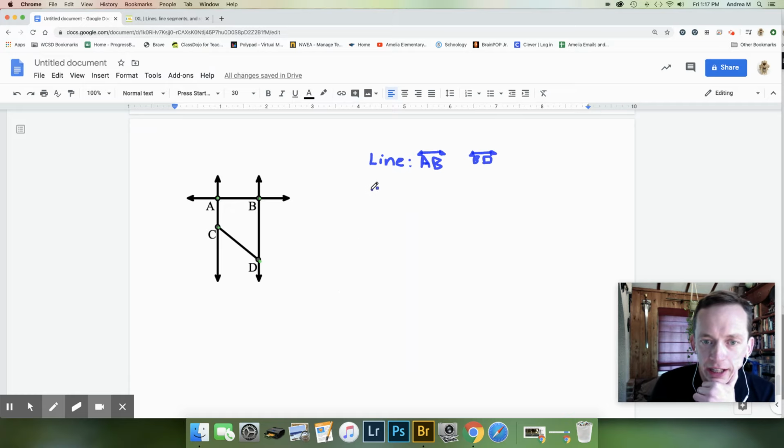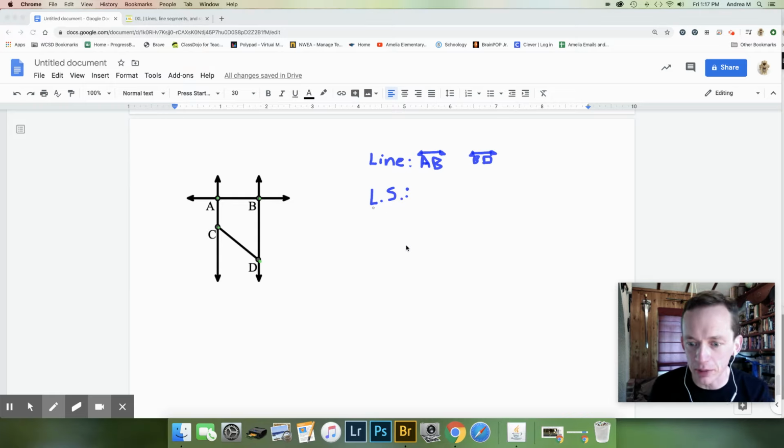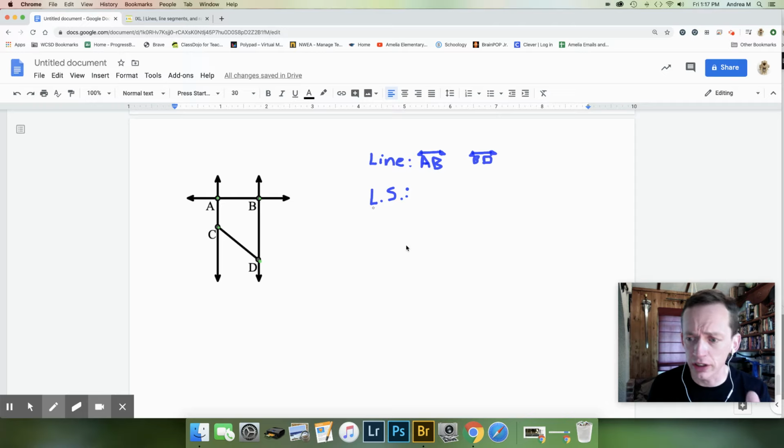What if I said, I'm going to abbreviate this just for the sake of time, what if I said line segment? Line segment. Do you see a segment of a line where there is a very clear beginning and end to this?